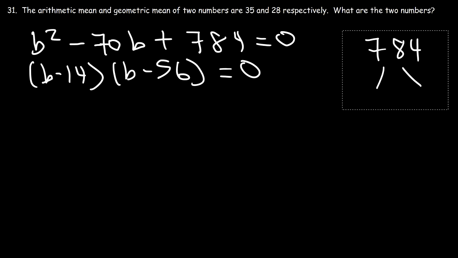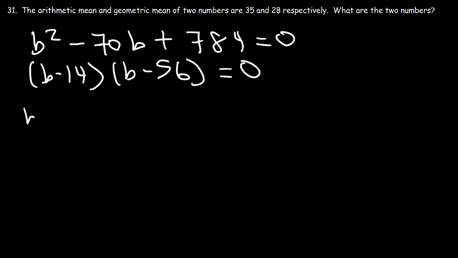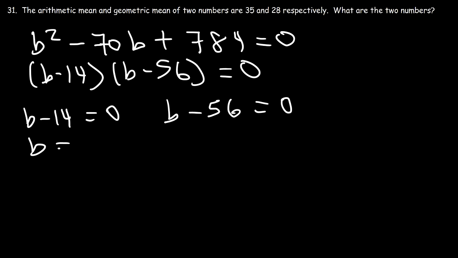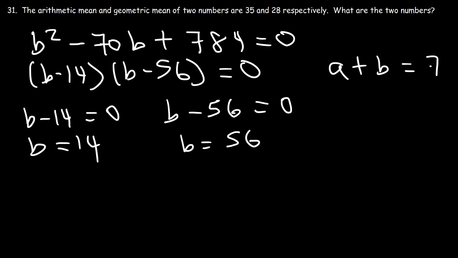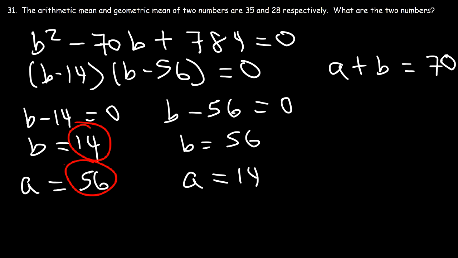So now we have two possible answers for B. Let's set each factor equal to 0. So B can be equal to 14, or it could be equal to 56. And recall that earlier we said that A plus B is equal to 70. So if B is 14, 70 minus 14 is 56. And if B is 56, A is 14. So either way you see it, the two numbers are 14 and 56. And so that's the answer.